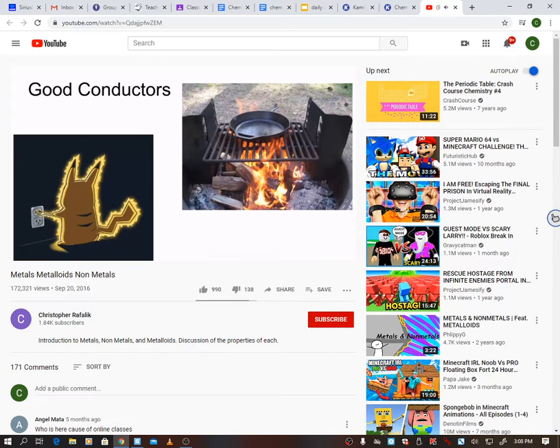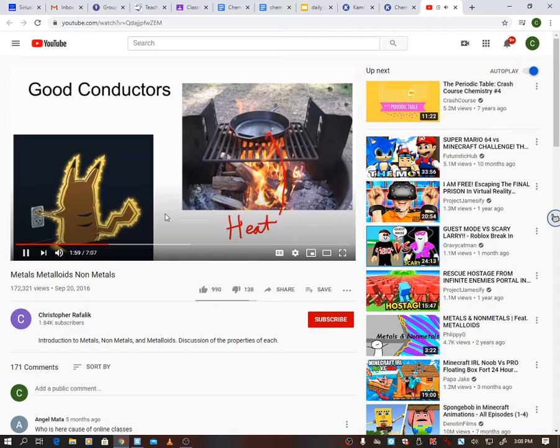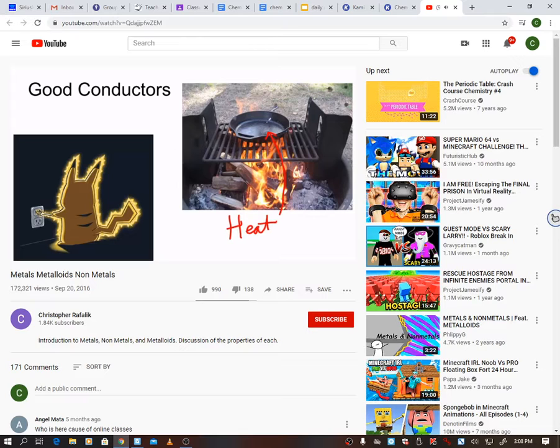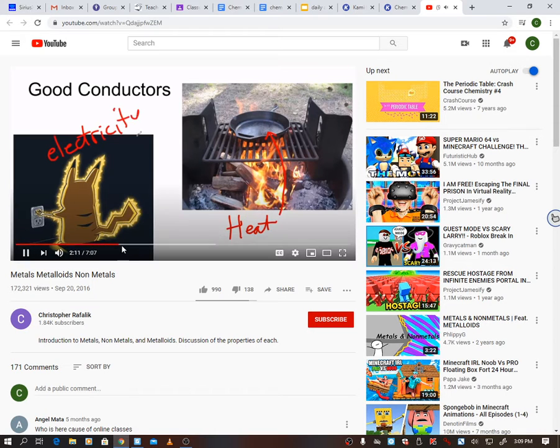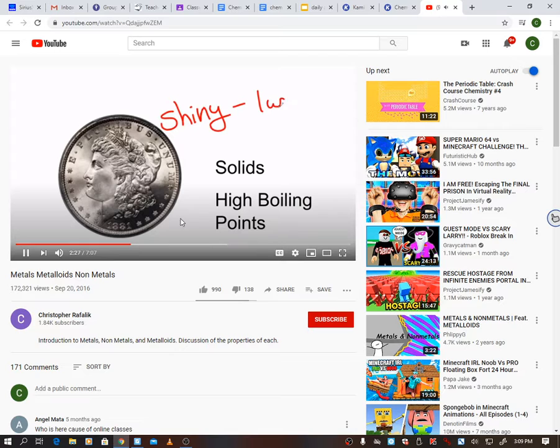They could be a good conductor of heat, right? Like this frying pan here. The reason we use a frying pan is because we can heat it up with this fire and it transfers that heat very well to whatever we might be cooking. Or they could be a good conductor of electricity, right? And so we can see here that Pikachu is sticking a metal fork in one as another way to describe shiny.